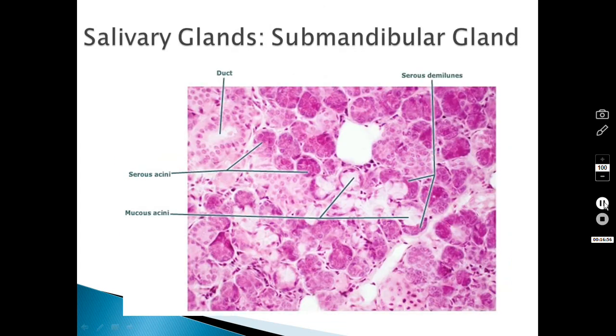If we look at the submandibular gland, you can see it's a pretty good mix of both serous cells themselves, serous cells in their demilune format, and mucus secreting cells. So the submandibular gland is a mixed gland that will have both the serous acini, the mucus acini cells, and the serous demilunes.